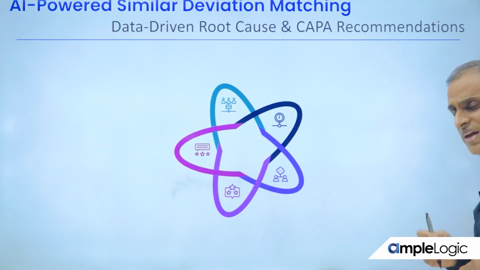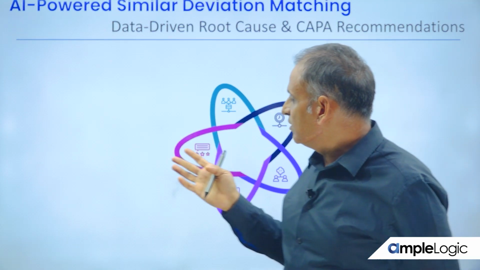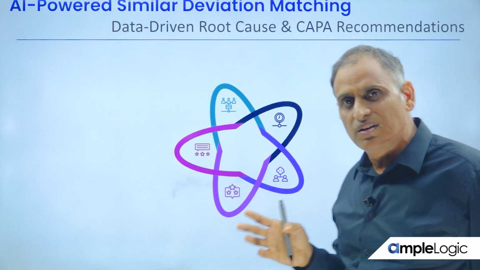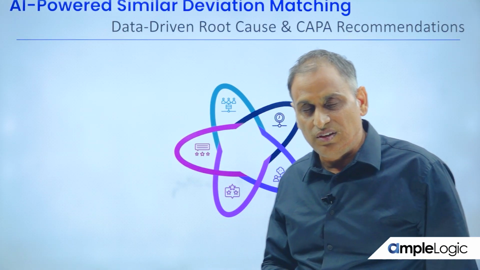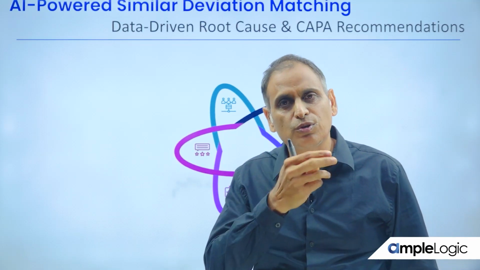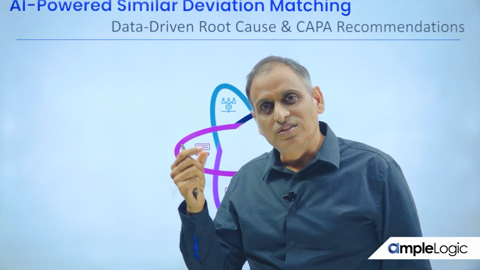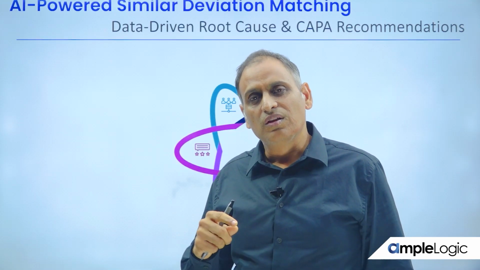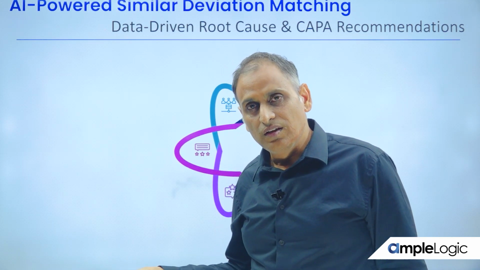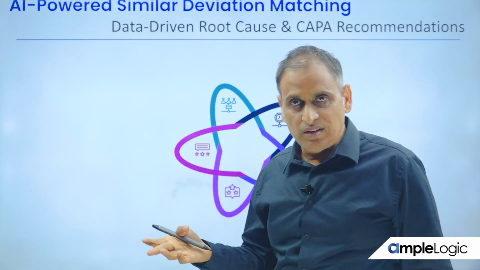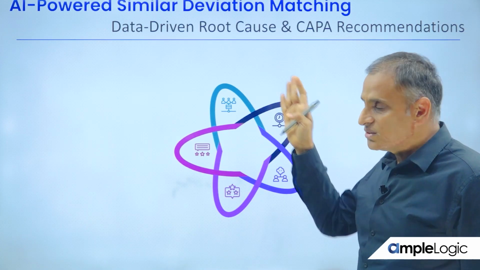So the next one which we have done is deviations, because today in most QMS systems, whenever you are entering a deviation, there is a checkpoint: is there any similar deviation? Now the user manually selects which is a similar deviation, so that he links this deviation with a similar deviation, right?